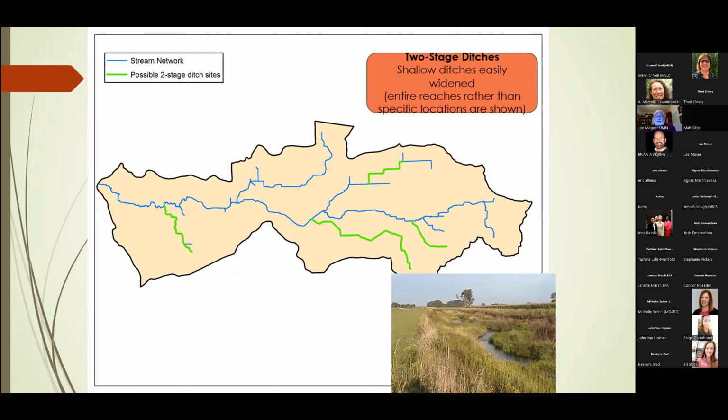We looked at two-stage ditches as being an option, and in Indiana there seems to be a lot of acceptance of two-stage ditches. At least to my knowledge right now, there's at least one two-stage ditch that has gone into place. I'm not quite sure how it's performing. I haven't followed up with the data on that, but two-stage ditches were included as part of the ACPF output.